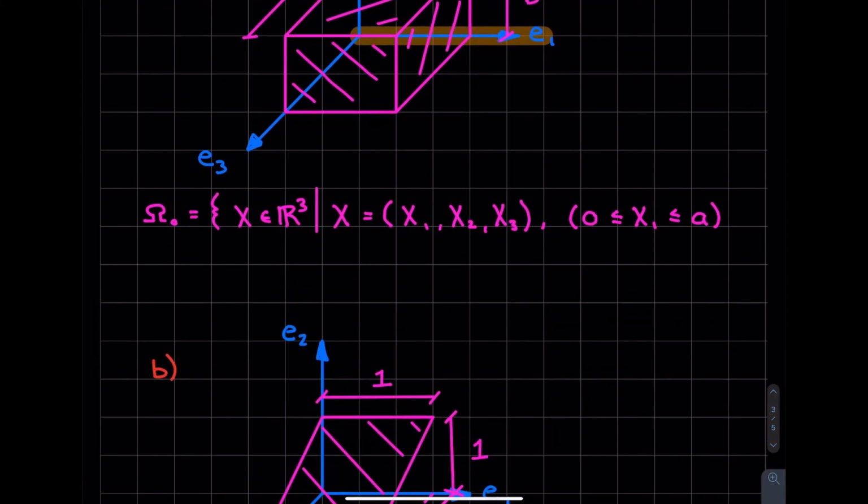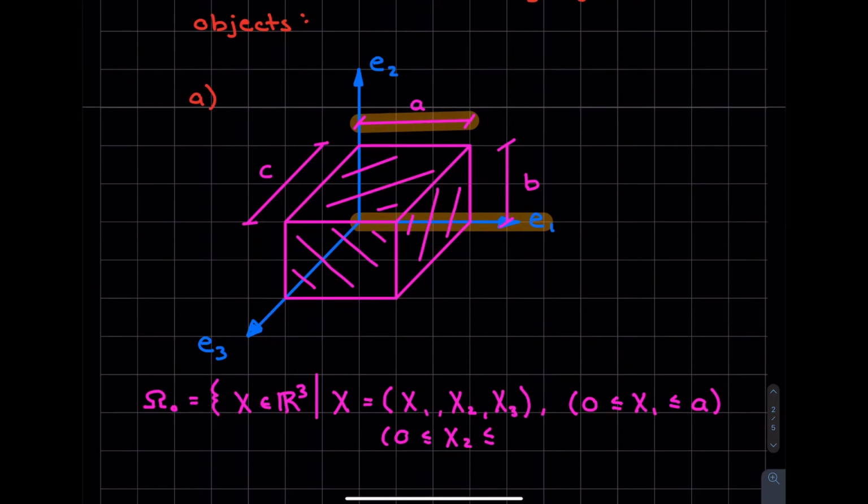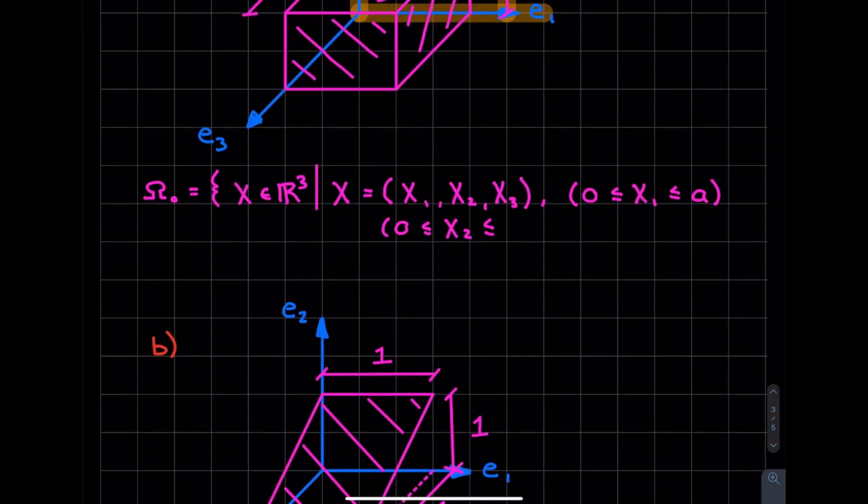I come down here, I do the second one. Again, 0 is less than or equal to x2, which is less than or equal to. Now we have to go back to the diagram and say, okay, now I'm looking at x2, which is this E2 vertical axis. Well, which dimension is vertical? That's B over here. So I'm going to come down here and say, okay, 0 is less than or equal to x2, which is less than or equal to B. And finally, just by process of elimination, you can say 0 is less than or equal to x3, which is less than or equal to C.